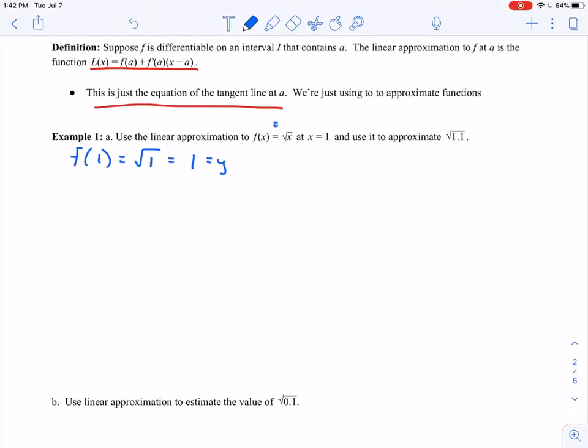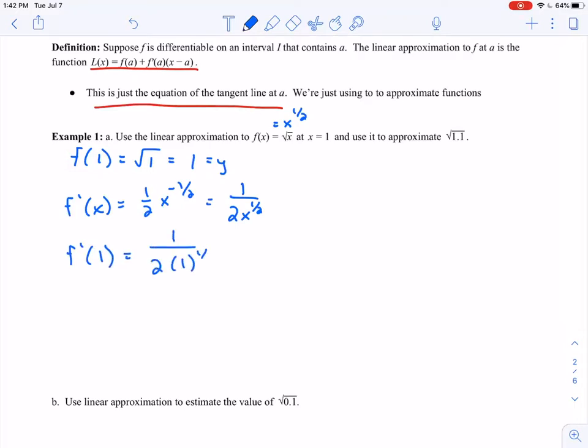F of x, I need to maybe think about square root of x as x to the 1 half power so that I can use my general power rule. F prime of x then is 1 half times x to the negative 1 half, or 1 over 2 x to the 1 half power. If I plug 1 in there, 1 over 2 times 1 to the 1 half power, this is 1 over 2 times 1 gives me 1 half.